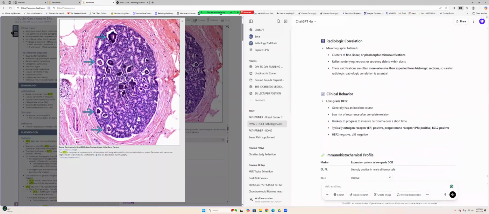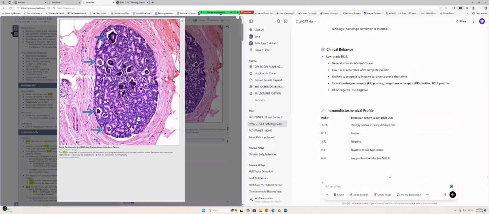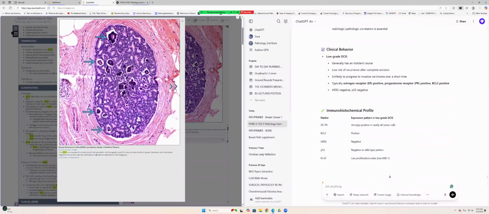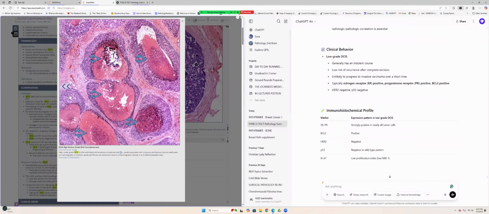Linear or fine classifications, micro classifications. You will not see coarse classifications distributed all over; that's benign. But linear or fine calcifications of pleomorphic type are concerning. So look at this.